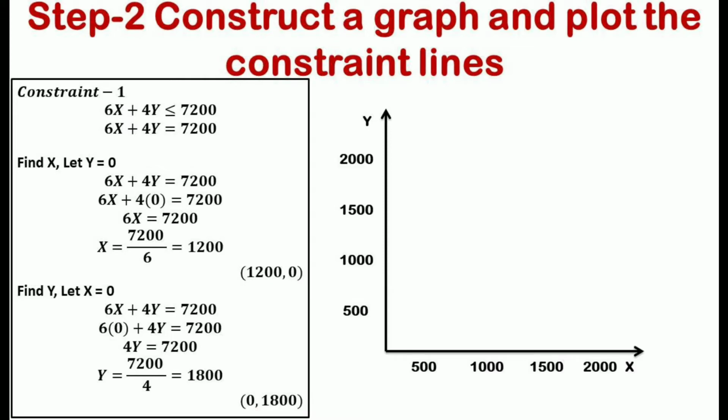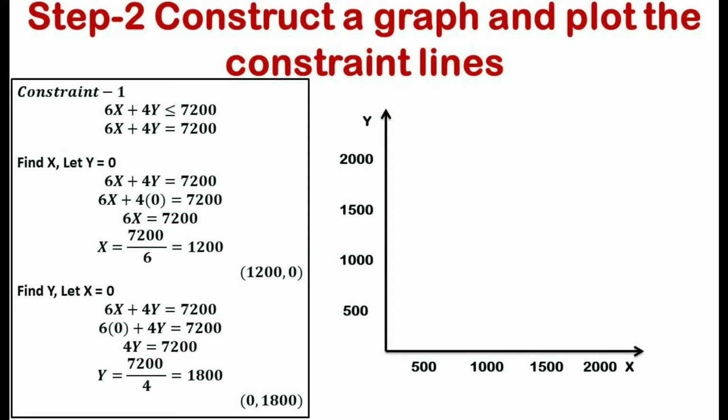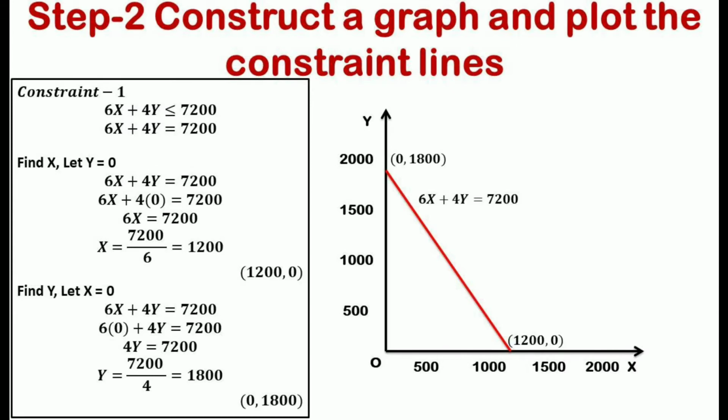To mark the points on the graph, we need to select an appropriate scale. Which scale to take will depend entirely upon the maximum value of x and y, which we have already calculated from the coordinates. Here we are going to take 0, 500, 1000, 1500 and 2000 on both the x and y axis. Now we are drawing the line joining the 2 points we calculated from the first constraint, that is 1200, 0 and 0, 1800, to represent the first constraint.